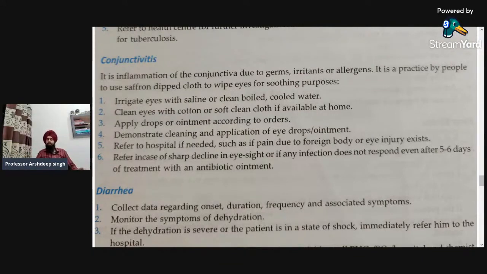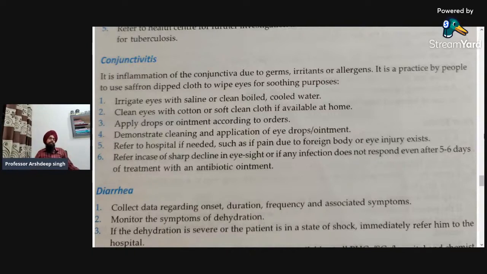It should be very clean, and apply drops or ointments according to the orders or as prescribed by the doctor. Next, demonstrate cleaning and application of the eye drops or ointment. So how the ointment or the eye drops have to be poured in the eye should be demonstrated by the nurse to the patient. And next, refer to the hospital if needed, if the condition is moderate or severe.